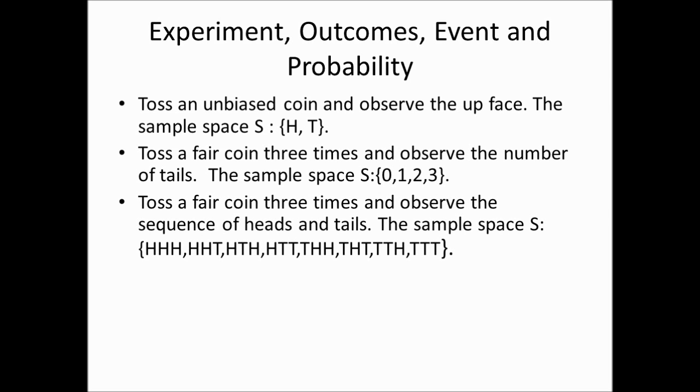The experiment is tossing a fair coin 3 times and observing the sequence of heads and tails. The sample space, since each coin can give 2 outcomes, either head or a tail, and there are 3 coins, or tossing coin 3 times, so there are total 8 outcomes in the sample space, and they are recorded here, starting with all head, then 2 heads, then 2 tails, and all tails.